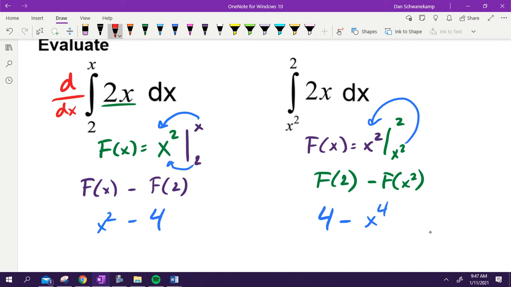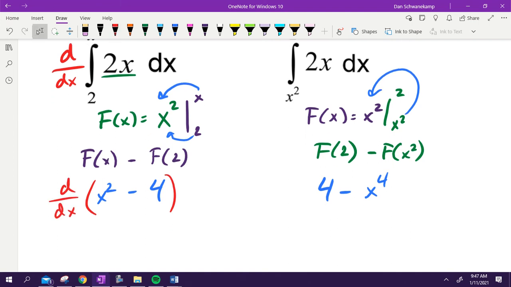We could do the integral just like we did. Boom, boom, boom, boom, boom, boom. We get x squared minus 4. Then let's take the derivative of that. What is the derivative of x squared minus 4 going to get me? Look at this. We got 2x here. Guess what we started with? 2x. Because we took the derivative of an integral.